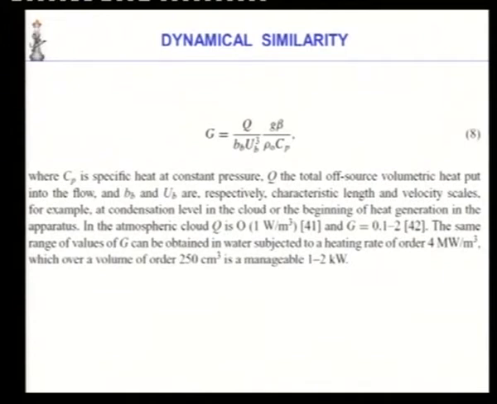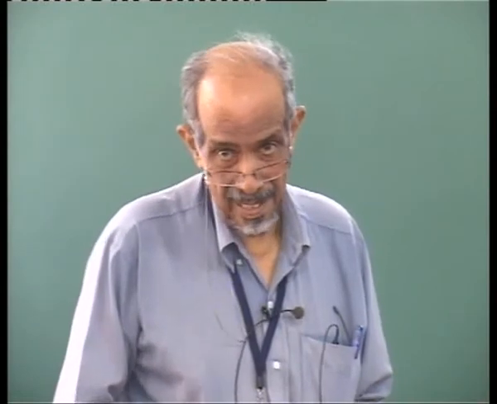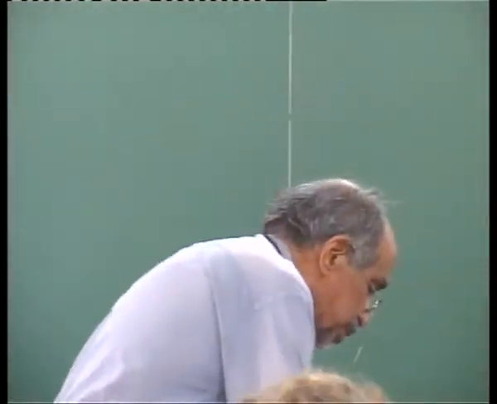It turns out that it's convenient to do it in water. We get the same kind of parameters for this number, about 0.1 to 2, which is where the clouds are. But in order to do that, you have to put in 4 megawatts per cubic meter. But for small volumes, it's very manageable. So that's how the experiments are conducted.